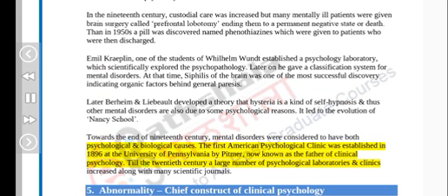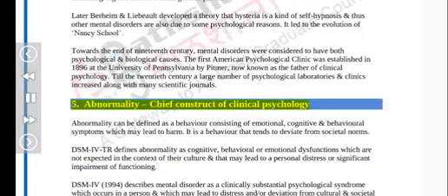The first American psychological clinic was established in 1896 at the University of Pennsylvania by Witmer, now known as the father of clinical psychology. Till the 20th century, a large number of psychological laboratories and clinics increased, along with many scientific journals. 5. Abnormality, chief construct of clinical psychology.